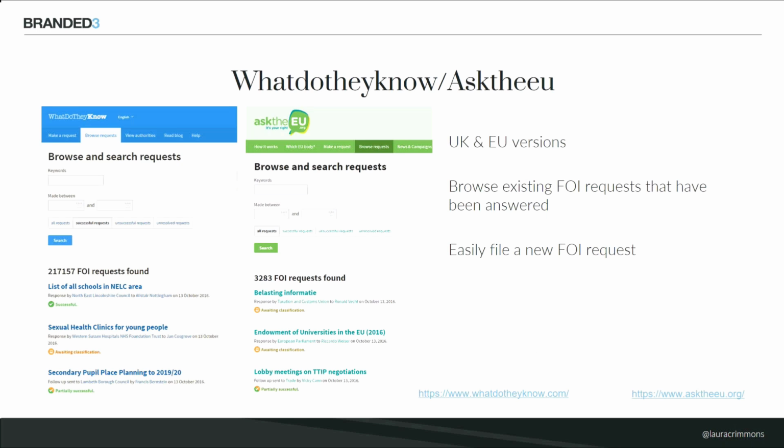And What Do They Know and Ask the EU are really useful. They're essentially there to help you with freedom of information requests, which can be quite a lot to get your head around. I remember when I first did one, it was before I knew about these websites, and it took me ages. I knew the data that I wanted to get, but finding all of the different contact details for every local authority I needed to contact, and managing all the responses, took me ages. Whereas these two sites, What Do They Know for UK requests and Ask the EU for EU requests, kind of do it all for you. So I wish I'd known about it when I was doing the first one.